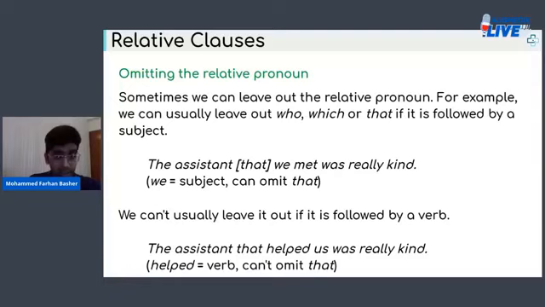Now, if we drop that here, the sentence would be grammatically incorrect. How so? Read it without that: the assistant helped us was really kind. Doesn't make sense. Isn't grammatically correct, is it? Of course not. So the assistant that helped us was really kind is the correct choice of structure. Okay?